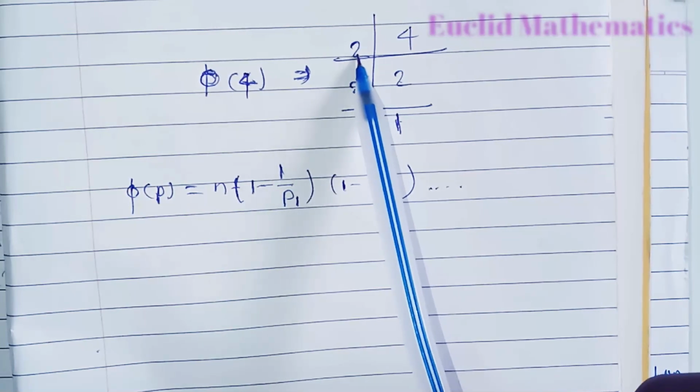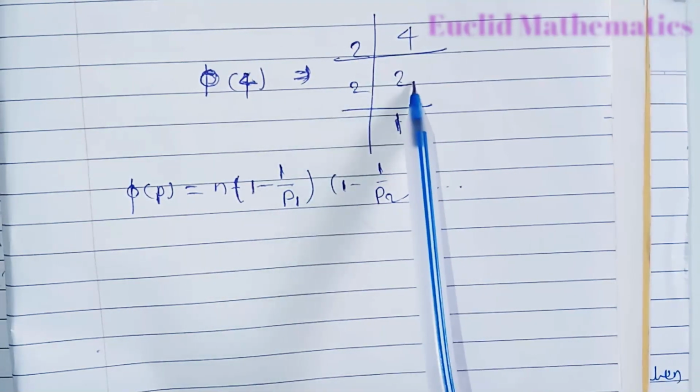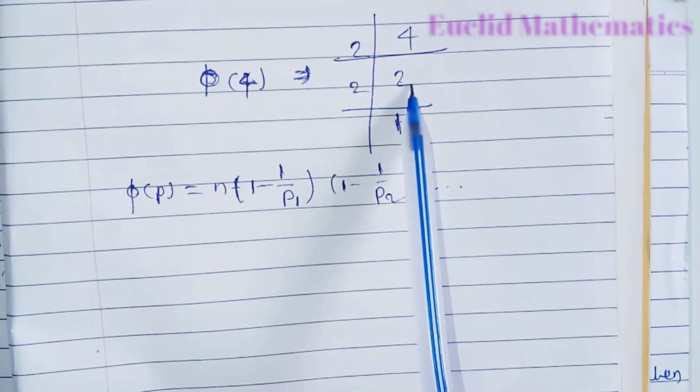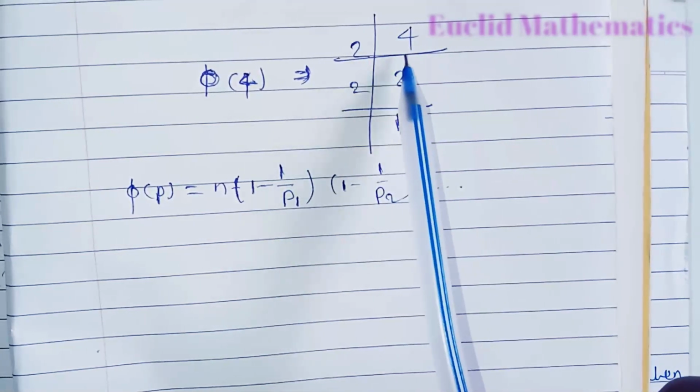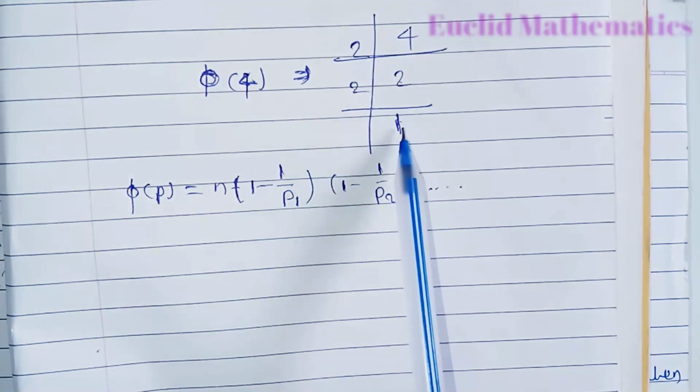So I found 2. 2 2s are 4. Again, the possible number which divides 2 is 2 also. So 2 1s are 2, 2 2s are 4. So I got the total division till 1.